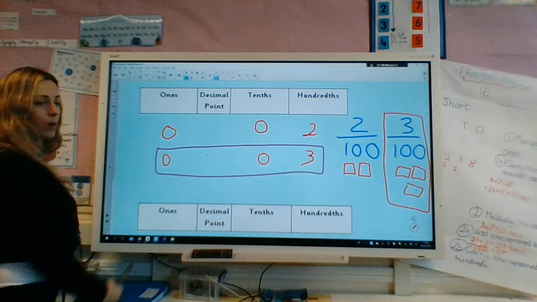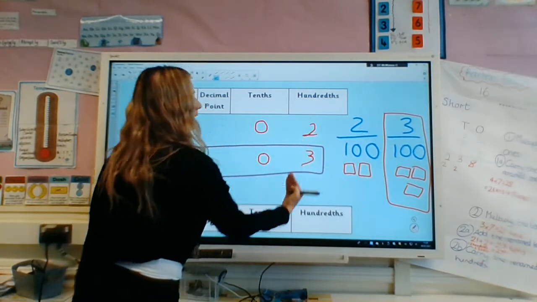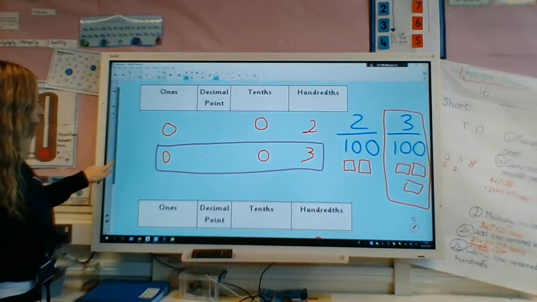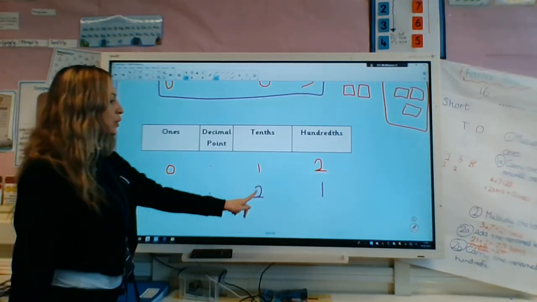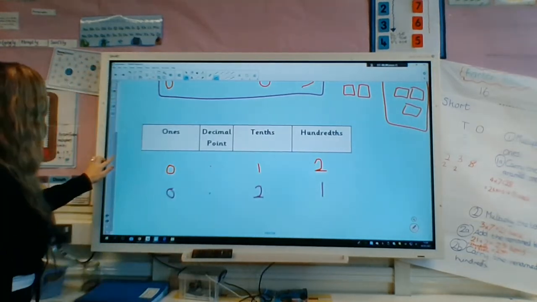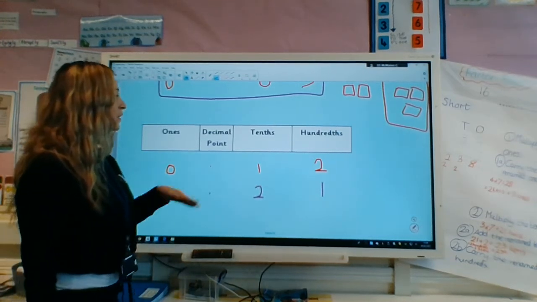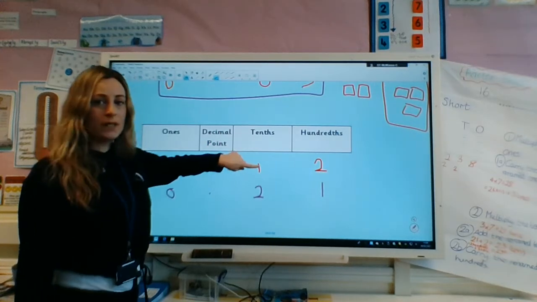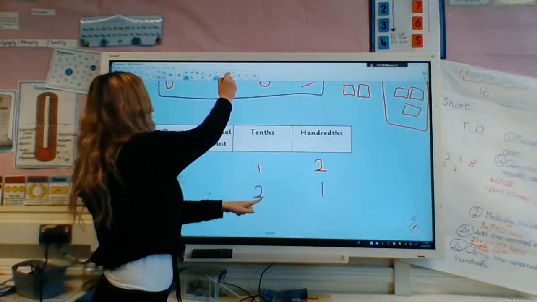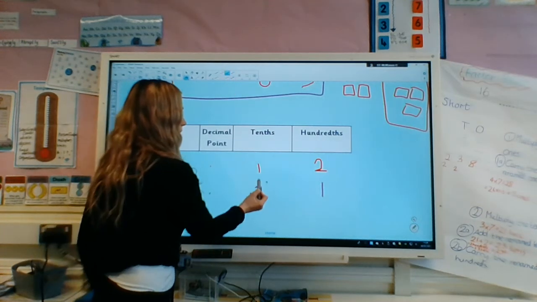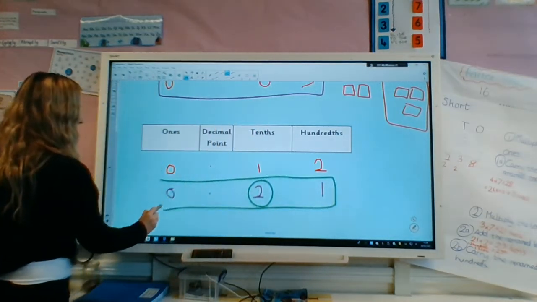So both of them have 0 ones. Both of them have 0/10ths, then we're looking at hundredths. That one's got 2/100ths, that one's got 3/100ths, so that one is greater. Then we've got another one, we've got 0.12 and we've got 0.21. Well, first of all, we're going to look in the ones column. Both of them have got no whole numbers. Then we're going to look in the tenths column. This one's got 1/10, this one's got 2/10. So already we can see that 2 is greater than 1, so this must be the bigger number.